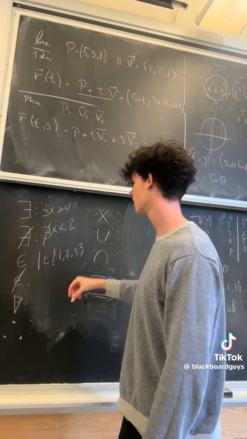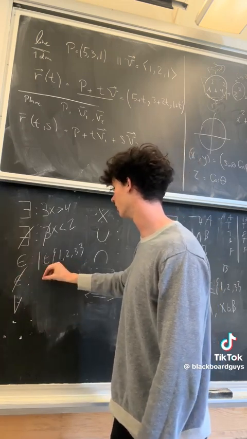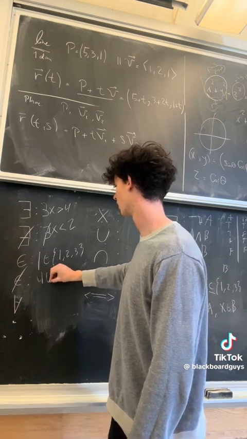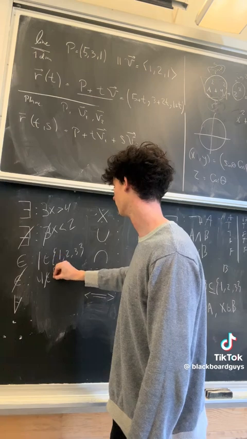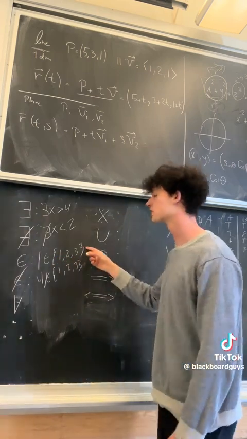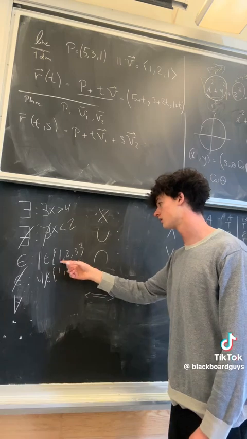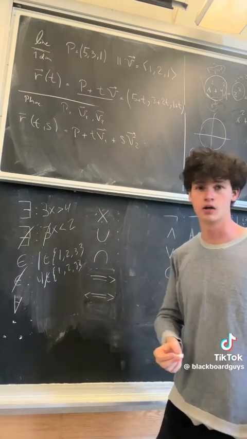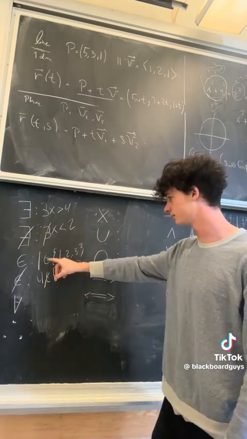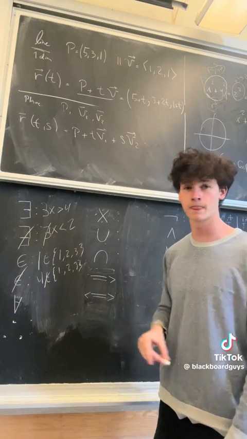So 1 is in this set, and this next one, the negation, means not an element of. So we can say 4 is not an element of this same set {1, 2, 3}. A set is just a collection of objects, and these are just integers, numbers, and that's what these two mean. Is an element of, is not an element of.